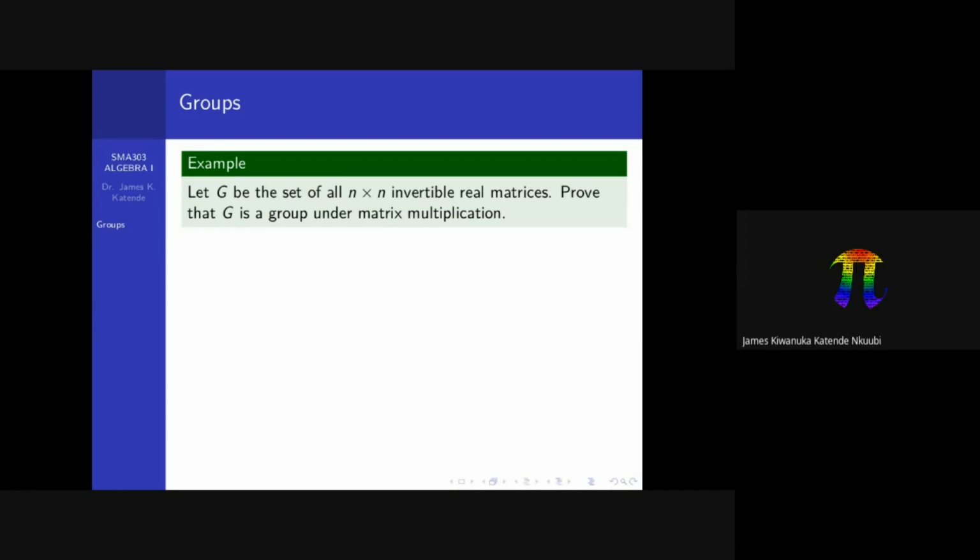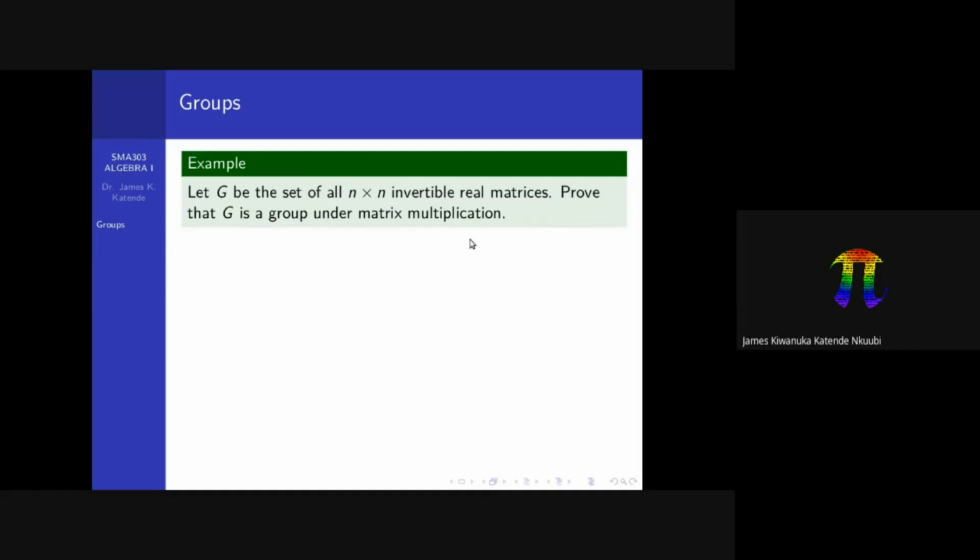You have to remember that we are not considering all n by n matrices. You're only considering the invertible n by n matrices. So it's not the whole set. It has to be clear in your mind. Your definition of the set must be very precise, at least precise in your mind. And the binary operation here is clearly matrix multiplication.